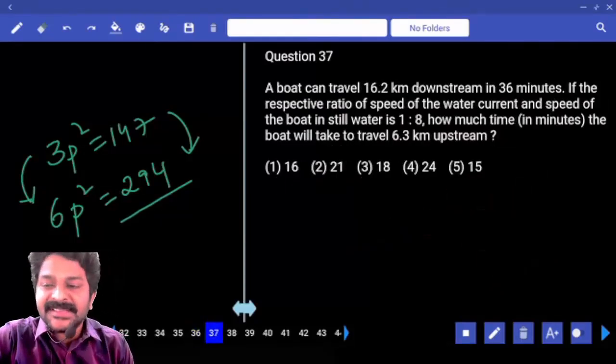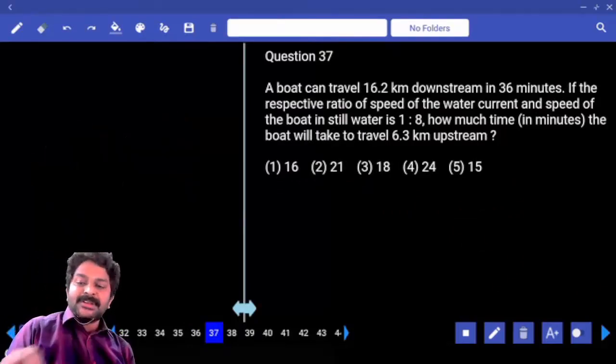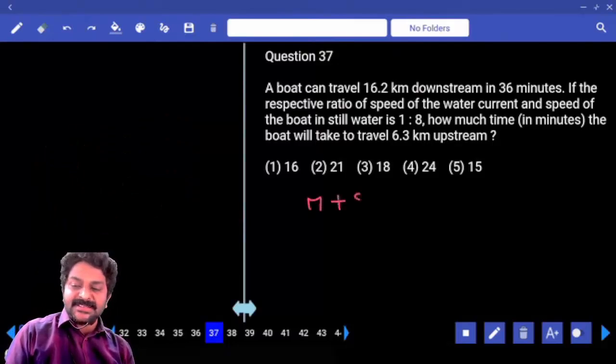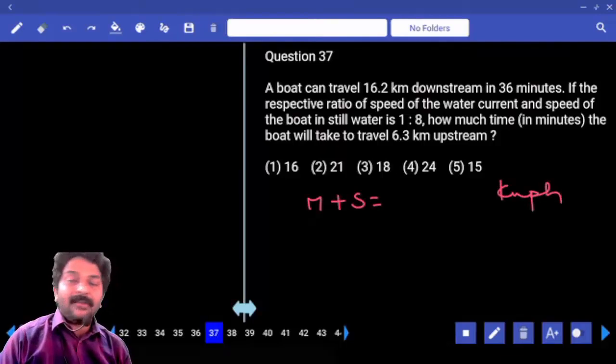A boat can travel 16.2 kilometers downstream in 36 minutes. So the downstream speed, m plus s, we will calculate in kilometer per hour.